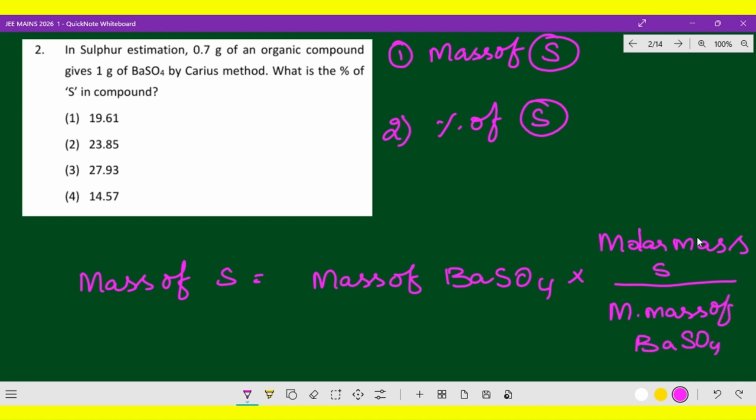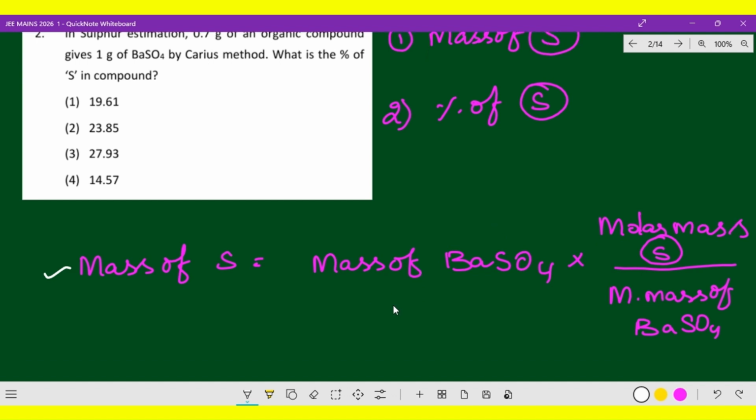See, you can give atomic mass also. I just mentioned molar mass. Molar mass means 1 mole of an atom of sulfur, or else atomic mass of sulfur you can give. Now, first thing we have observed this. Here the mass of barium sulfate they have given, for the organic compound, is 1 gram of barium sulfate. So that is the way we have to identify.